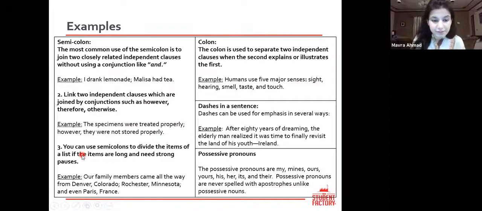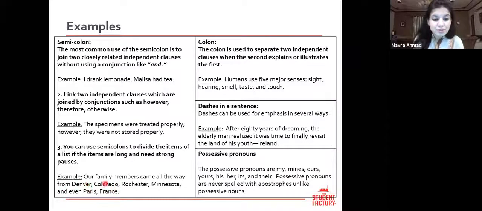Third condition where we use a semicolon is to divide the items of a list if the items are long and need strong pauses. Let's look at the example sentence. Our family members came all the way from Denver, Colorado; Rochester, Minnesota; and even Paris, France. So our family members came all the way from Denver, Colorado.